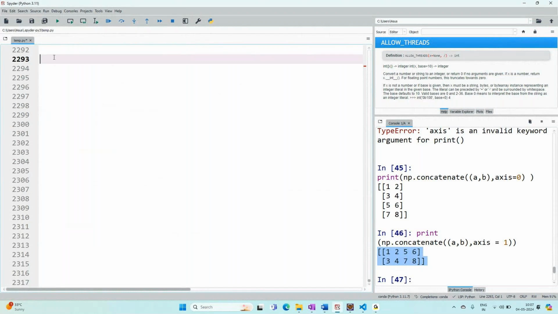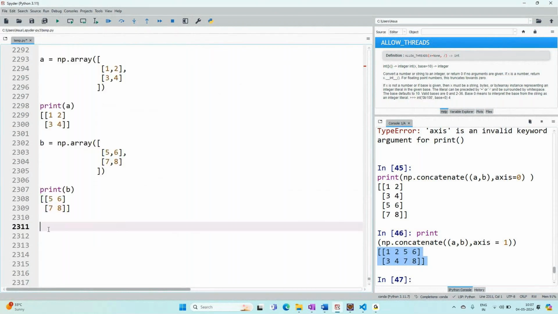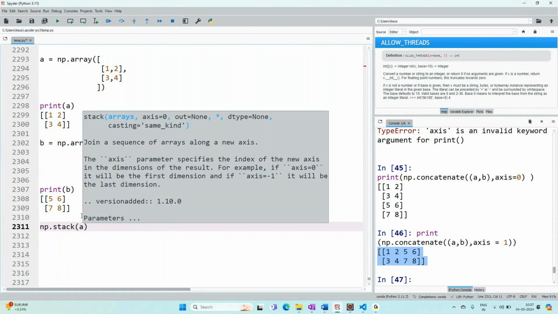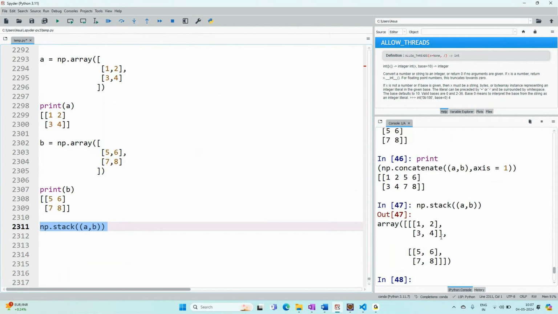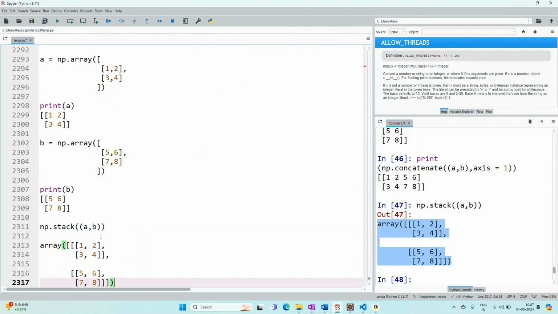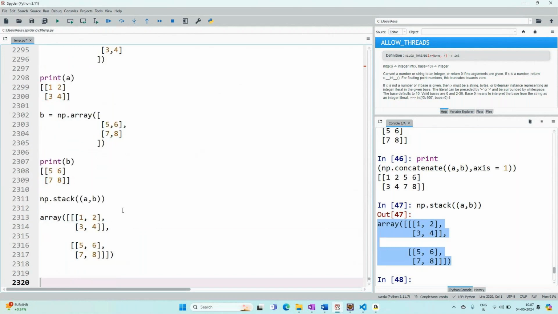We will say stack. So what will we say now? np.stack of a comma b. So you are stacking. Generally, what is stack? Generally, that is the removal. But if you observe here, what has it become?